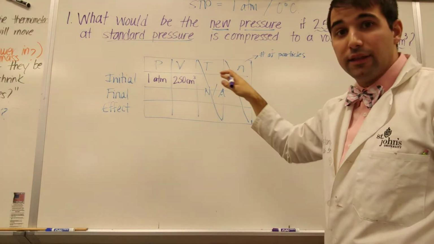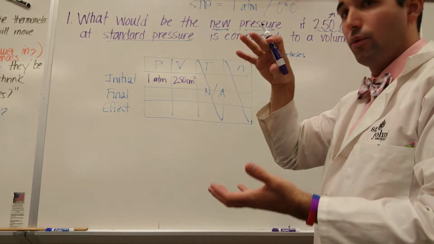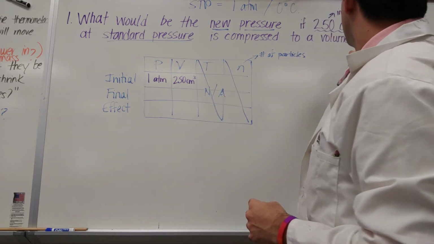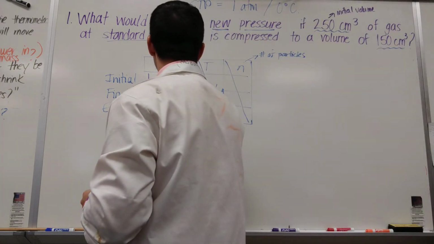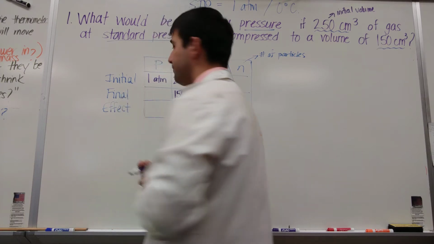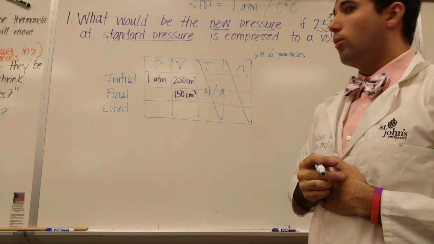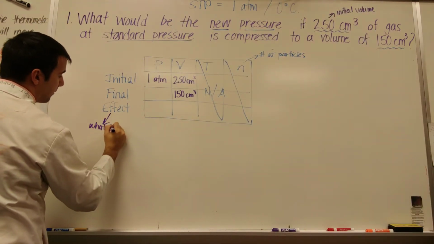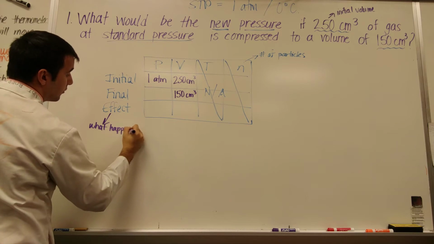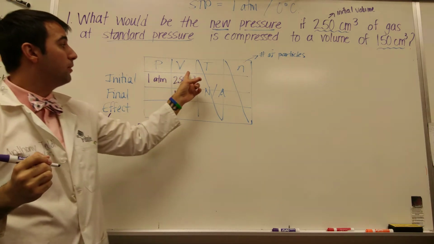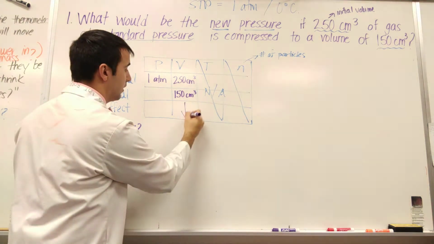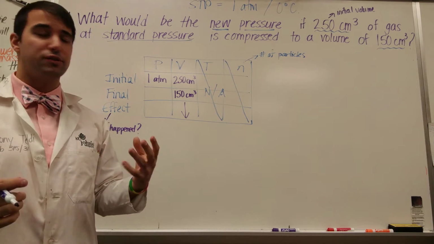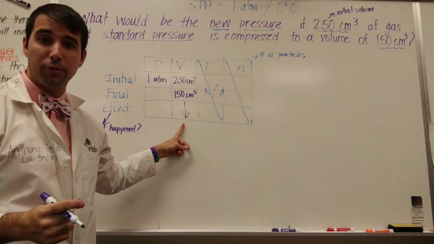It tells me that my volume is compressed, or contracted, compressed to be smaller. So if my volume is compressed, my new volume was 150 centimeters cubed. Okay? What happened to volume? The effect is just saying what happened or what is going to happen. So for my volume, it decreased. So I'm putting it down here. My volume decreased.